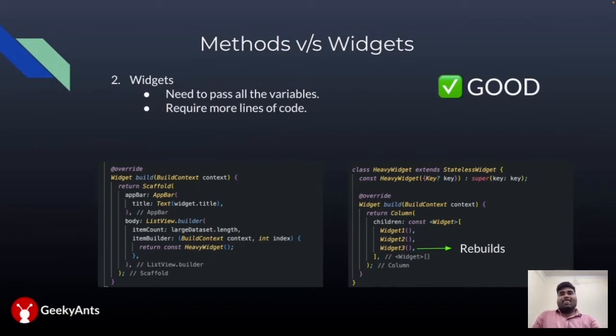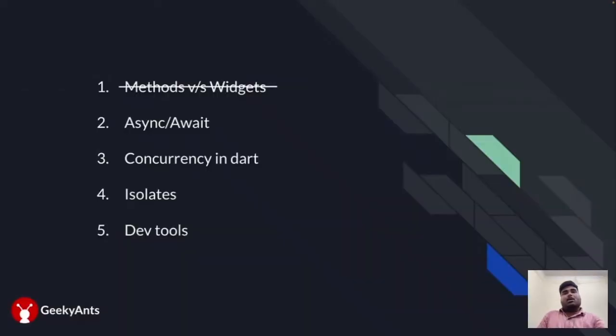Now we have created a Flutter app. We have talked about widgets. We have worked with widgets, but an app does not consist only of widgets and UI components. We have to fetch data. We have to make some method calls. We have to read files. We have to write files, and that brings us to our next topic, async await.